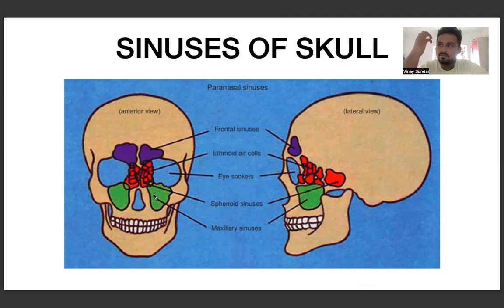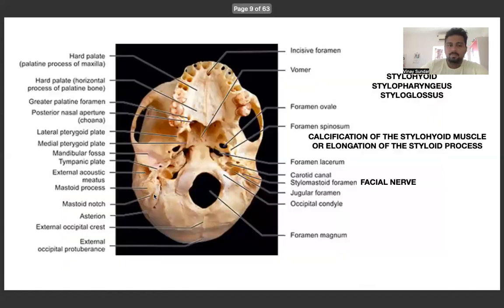skull. So that's why when you have a cold, or when you have some fluid in one of the sinuses, your head feels heavy. That's why it's difficult for you to function. Unless the fluid has completely drained out, it's difficult for us to function properly. So these are the functions of the sinuses that are usually paired.